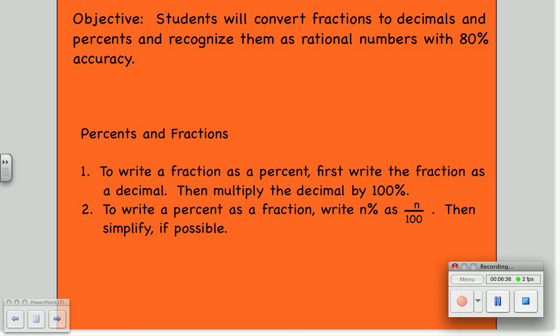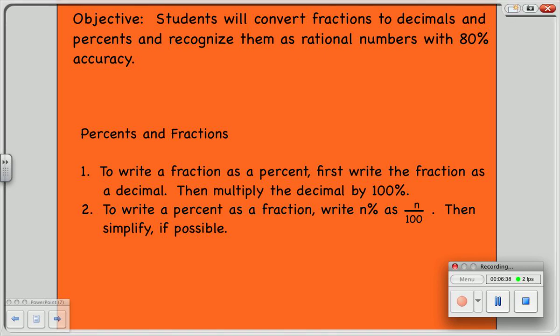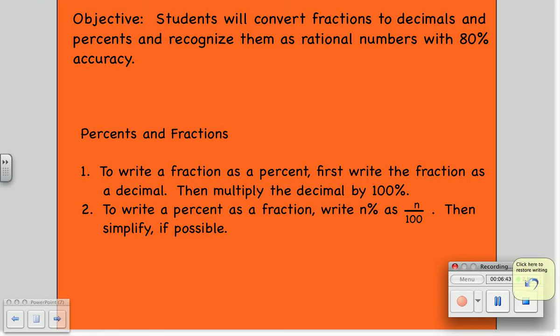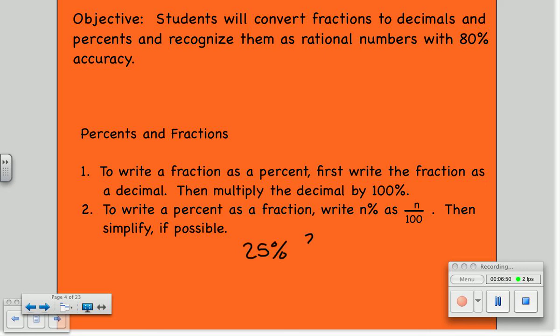So again, if you had 25%, write it as a fraction. 25% means 25 out of 100. And then simplify if you can. I can simplify it by dividing both the numerator and the denominator by 25, which is 1 over 4. Okay? So 25% written as a fraction is 1 over 4.